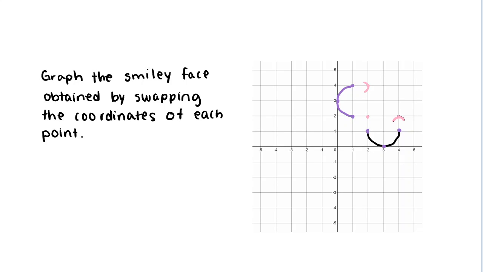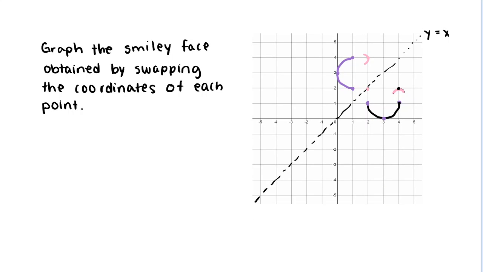And so this resulting picture, the smiley face, was reflected over this diagonal line. The equation of this line is y is equal to x. Right, so this idea of swapping the x coordinate and the y coordinate is really reflecting those points across the line y is equal to x. And if swapping coordinates of points is what an inverse function does, then the graph of an inverse function is obtained by reflecting the graph of the original function over this diagonal line y is equal to x.